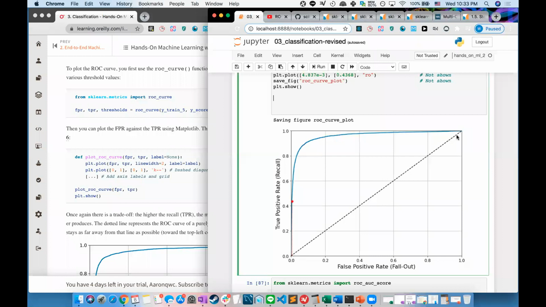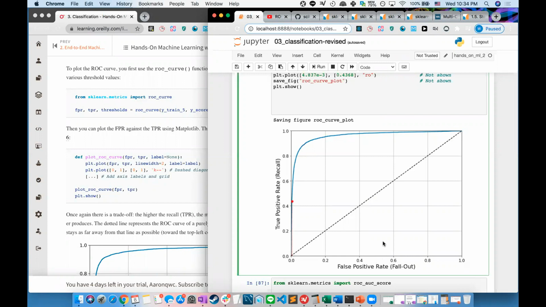And look at this diagonal line. I just want everyone to pay attention to that. This diagonal line, what does it mean? It means when you're on this diagonal line, your true positive rate is exactly equal to your false positive rate.